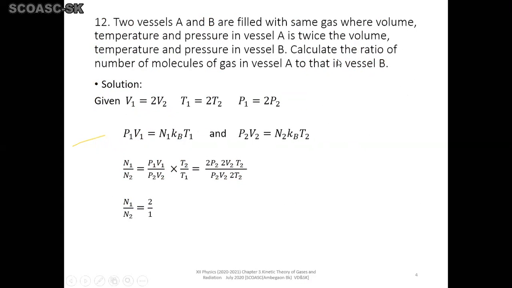Now we have an expression PV is equal to N into Kb into T. I'm just going to try and apply it. There are two vessels filled with the same gas, where the volume, temperature and pressure in vessel A is twice the volume, temperature and pressure in vessel B. Calculate the ratio of the number of molecules of gas in vessel A to that in vessel B. What they have said is that the volume of the gas in vessel A is 2 times the volume in vessel B. Similarly with the temperature, similarly with the pressure.